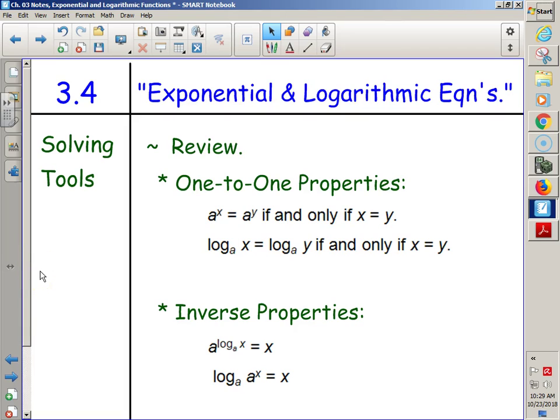Sorry, green is review. So for section 3.4, the crazy thing is, all you really, really need is the one-to-one property and the inverse property. Wait, we've already done that. Yeah, 3.4 says you're ready for, well, maybe not the hardest levels, but you're ready to at least get into the game. You might not be ready for the hardest level, but you're ready to get into the game at least a little bit.